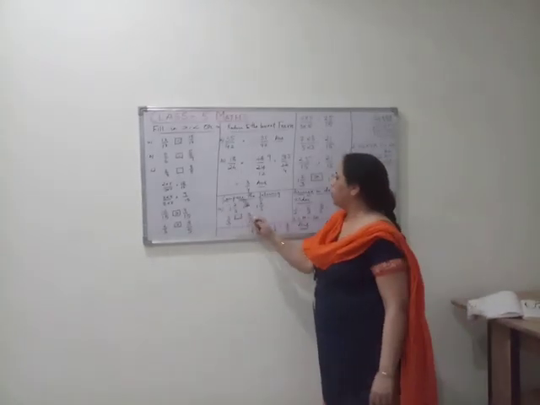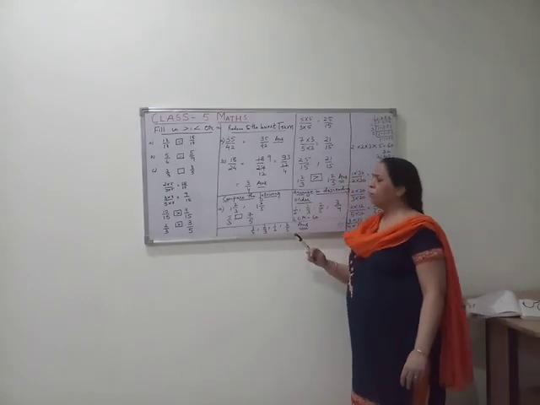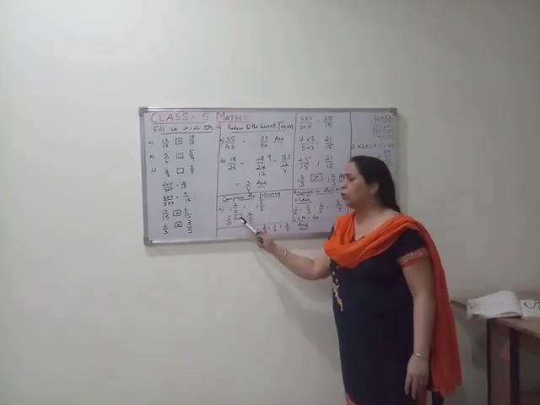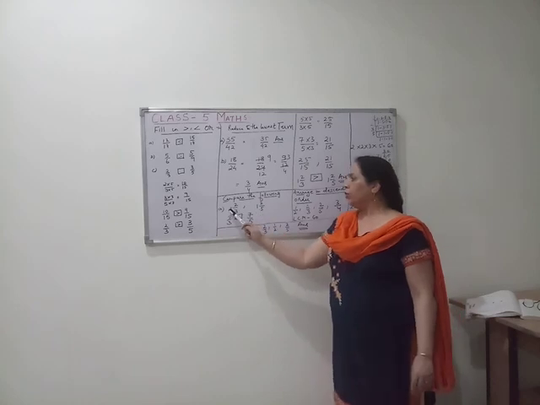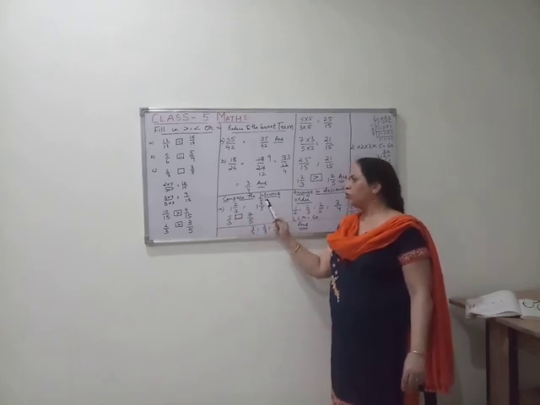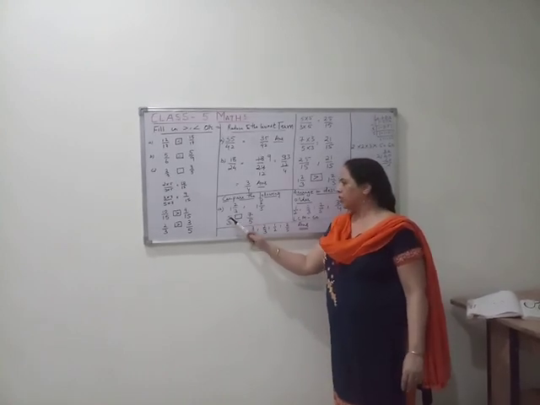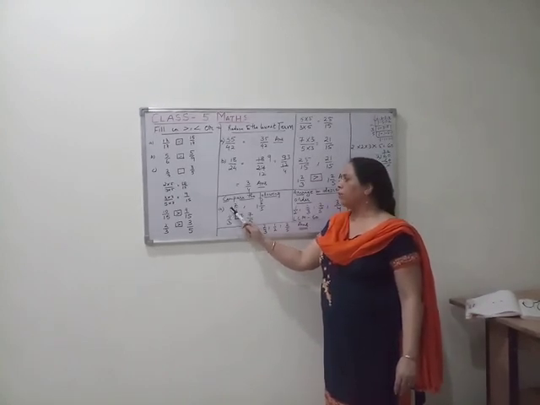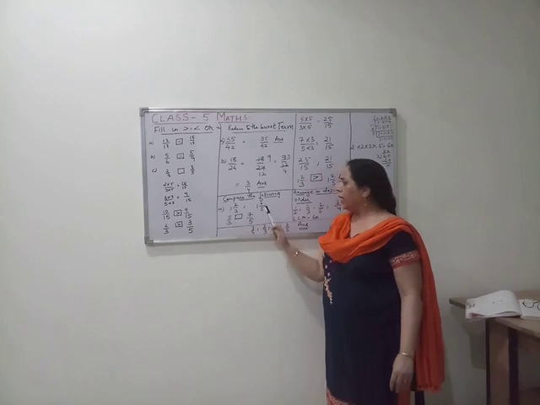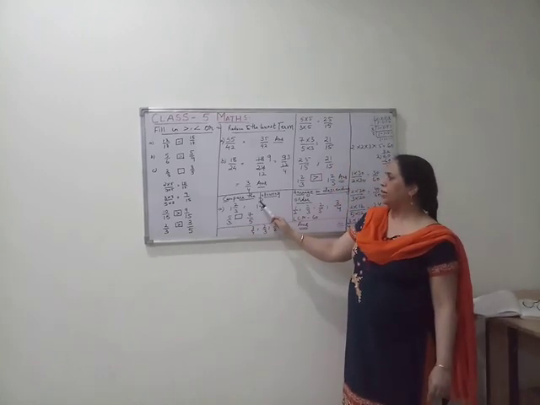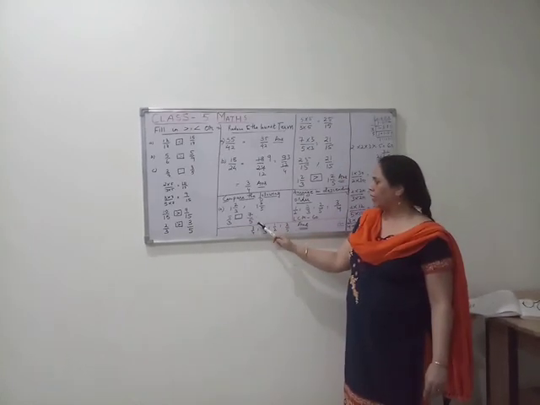Next question, compare the following. Comparing the following is the same as smaller and greater. Here we have 1 whole 2 upon 3 and 1 whole 2 upon 5. First we will make them improper fractions. 3 ones are 3, 3 plus 2, 5 upon 3, and here 5 ones are 5, 5 plus 2, that is 7 upon 5.